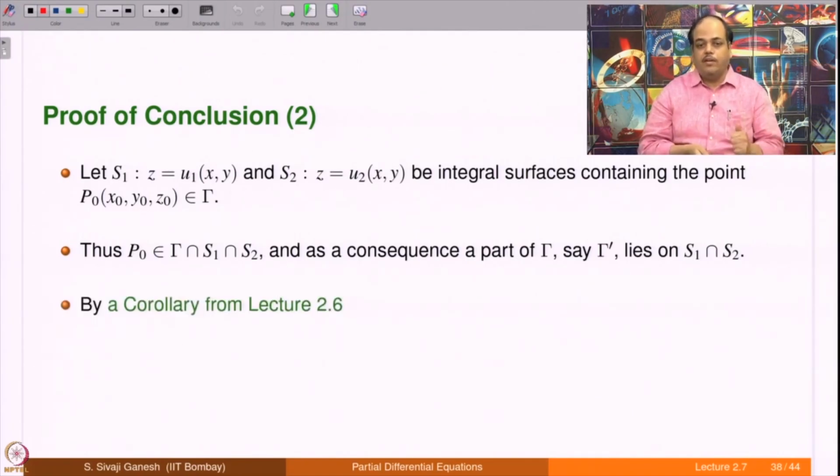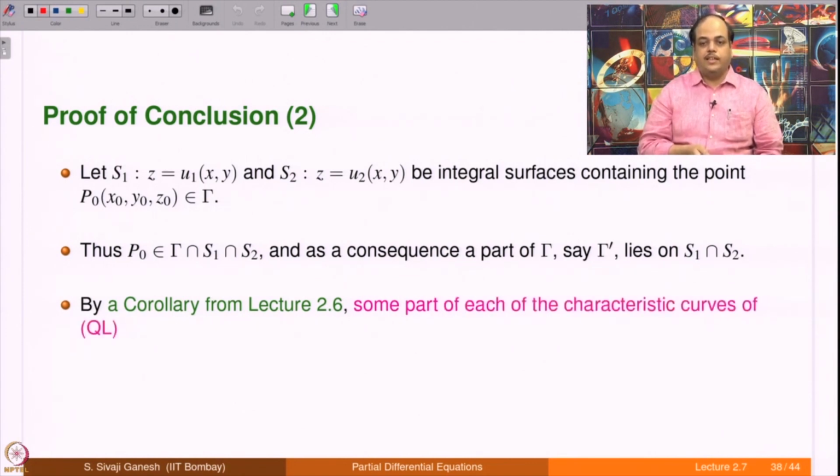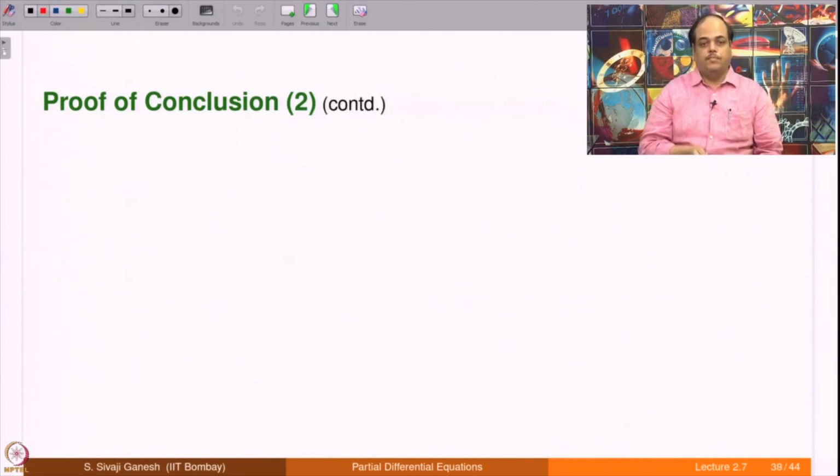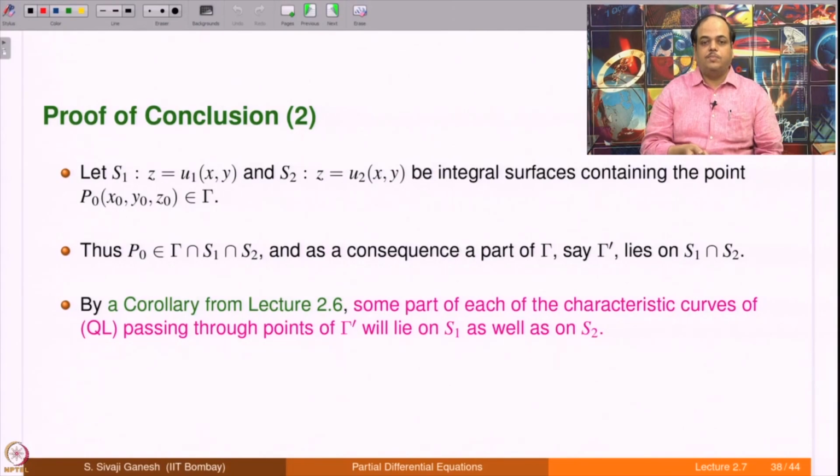Then we have seen a corollary in lecture 2.6 in the last lecture. It said some part of the characteristic curves of QL passing through points of gamma dash will also be there on S1 and also on S2. Of course, the corollary was with respect to one surface, but here with respect to two surfaces. You can see the corollary. This characteristic curve will be there on both S1 and S2.